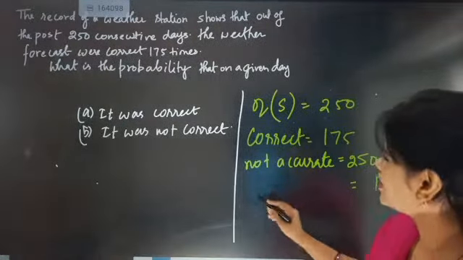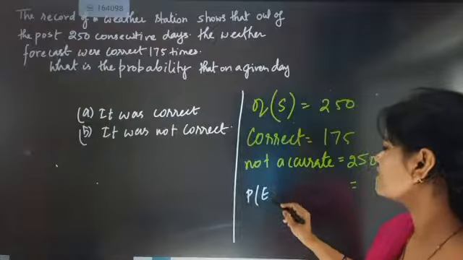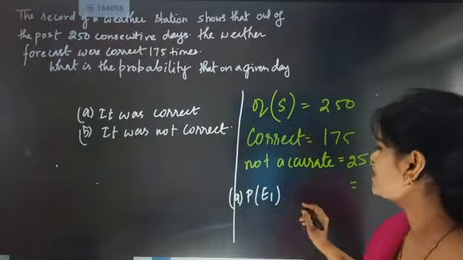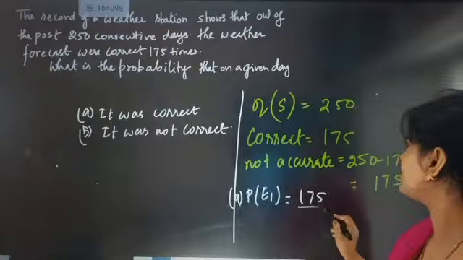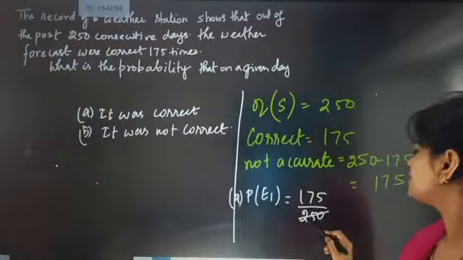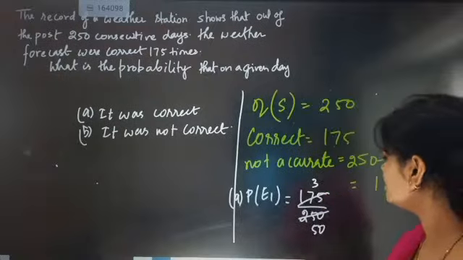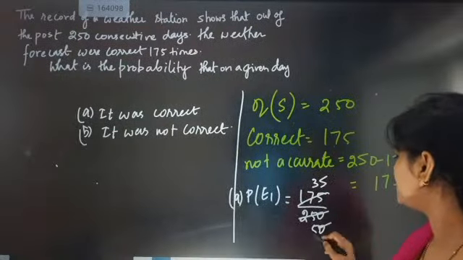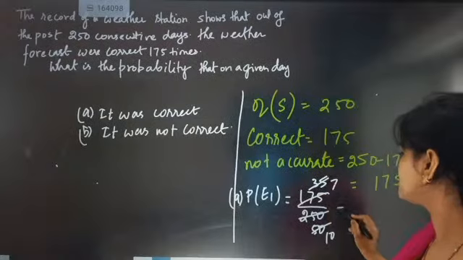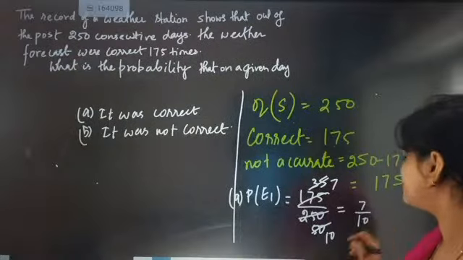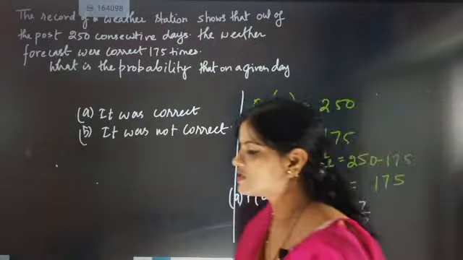Probability of getting a correct weather forecast is 175 by 250. Then it is coming as 50, and then 5 3s are 15. Now 5 5s are 25. Then 5 10s are 7. So it is coming as 7 by 10 times. 7 by 10 times means 0.7.